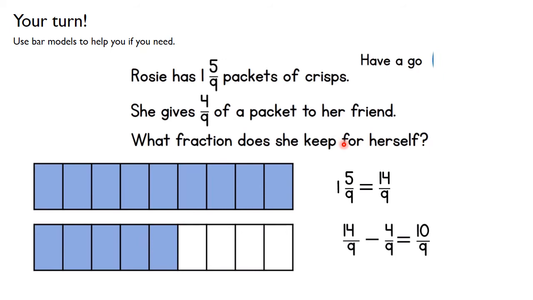If you turn your 1 5/9 into the fraction 14/9, you have a much simpler subtraction calculation to do. And now 10/9, that's an improper fraction. So we can turn that into a mixed number, 1 1/9. So if you got 10/9, that's fine. If you then turned it back into a mixed number and you got 1 1/9, well done.